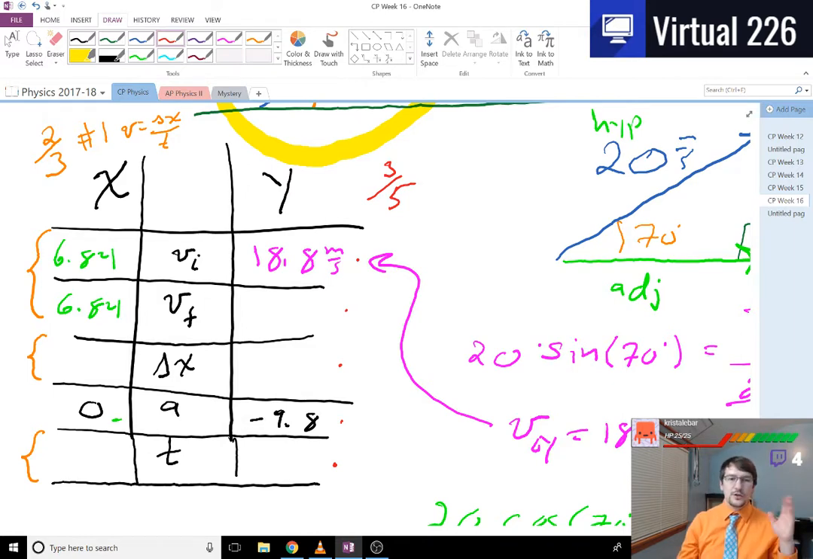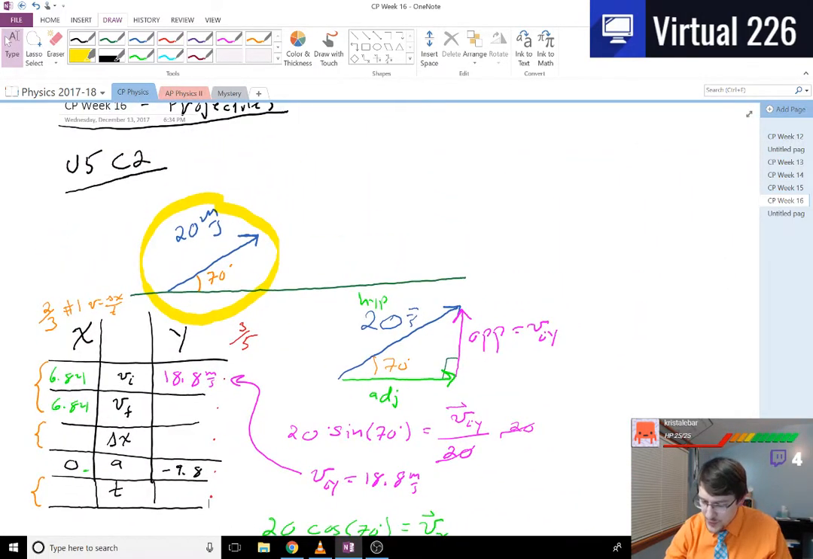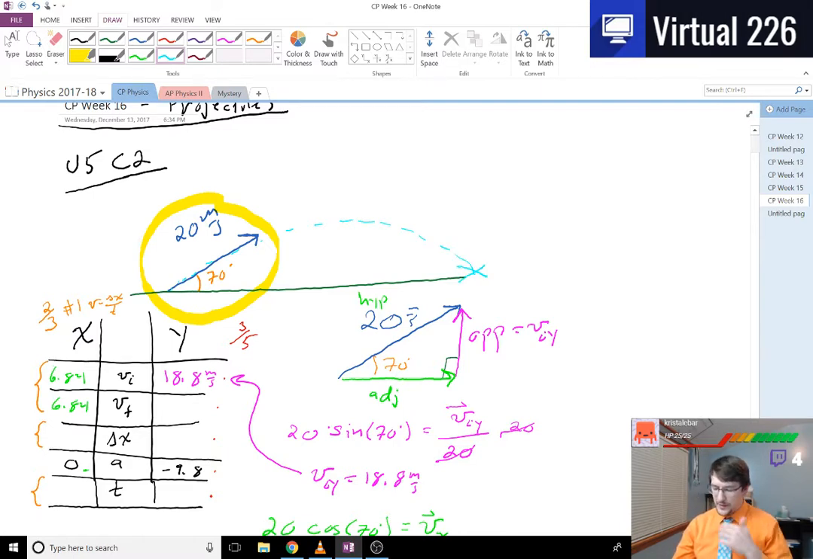And odds are you will find yourself in a scenario where you get stuck like this. You can't do anything. What you have to do is go back to our initial problem. What you have to realize here in this problem is that as this object is arcing through the air, you know a few things about it.